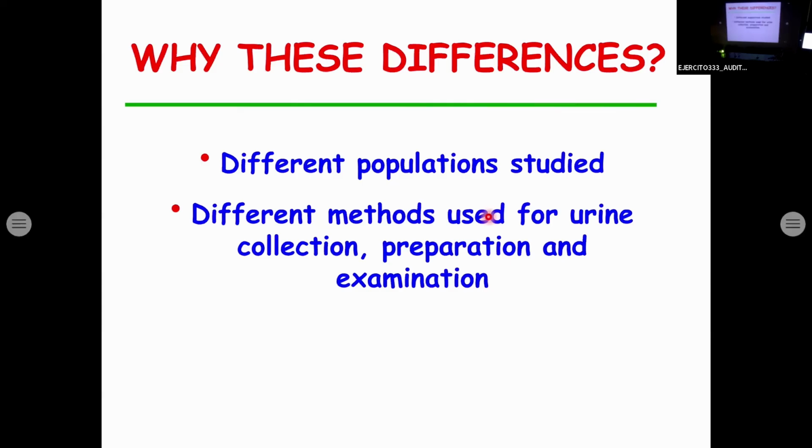Why these differences? Probably because different populations have been studied, and also probably because different methods were used for urine collection, preparation, and examination. Most of them, I think, from what I found in the literature, were not all standardized. And the importance of standardization has been discussed today.